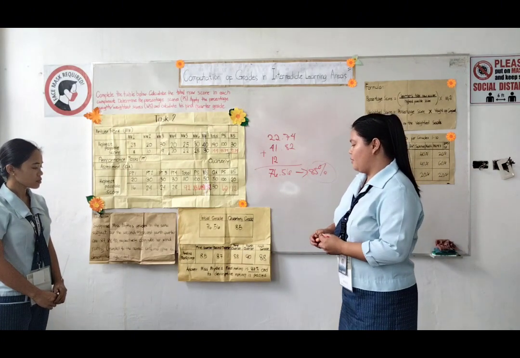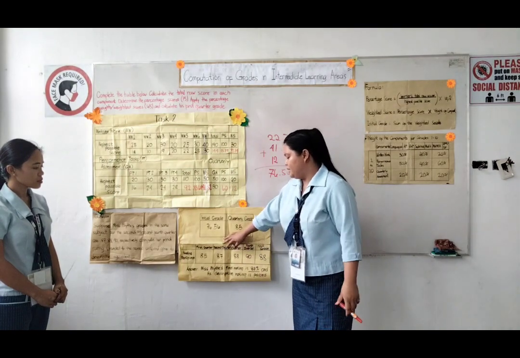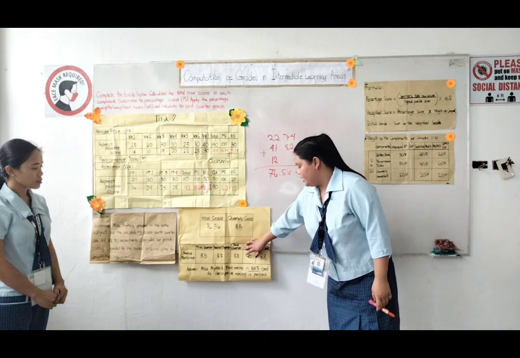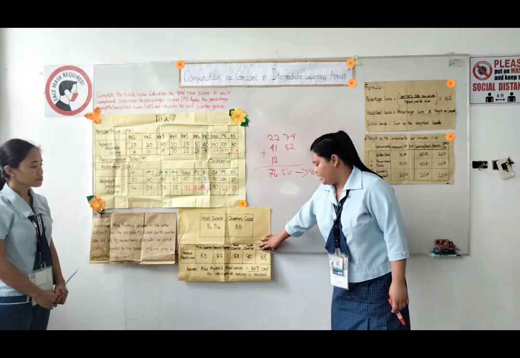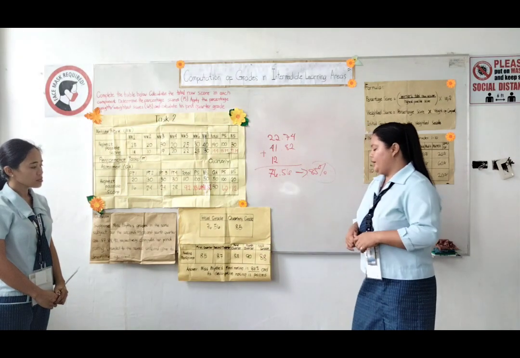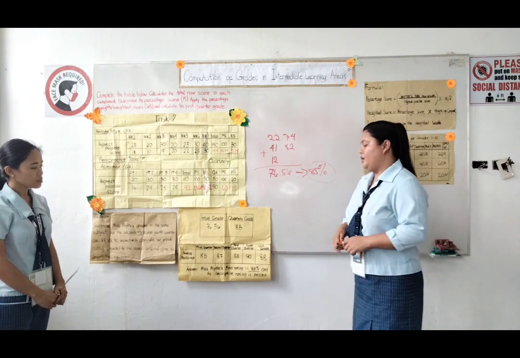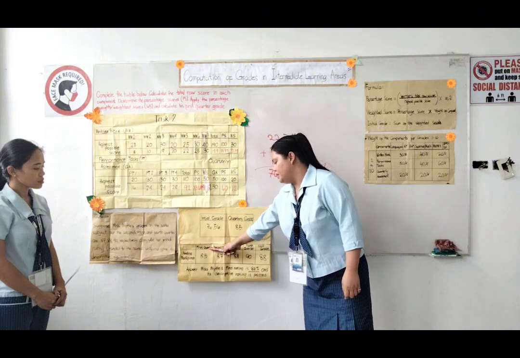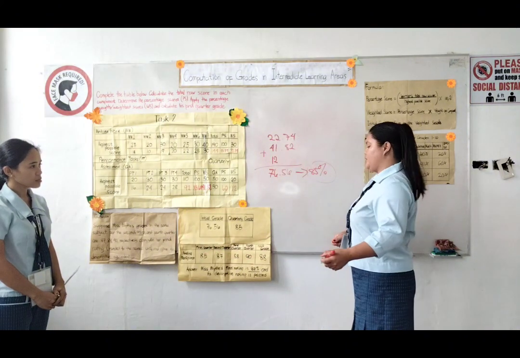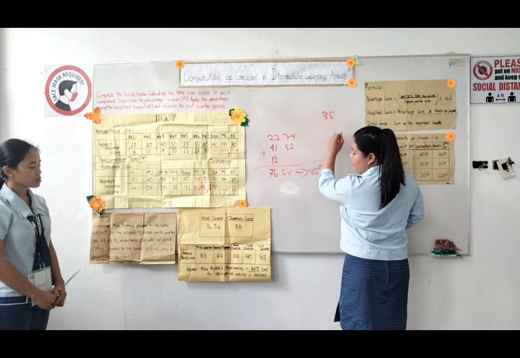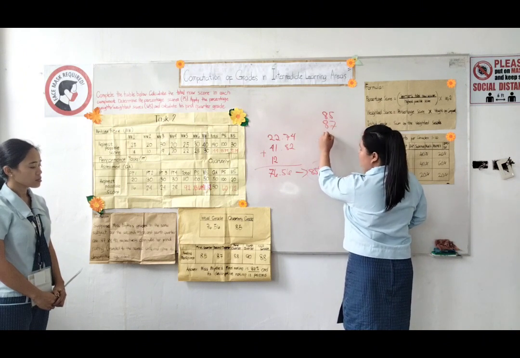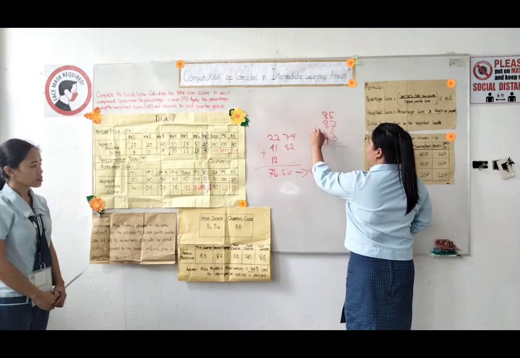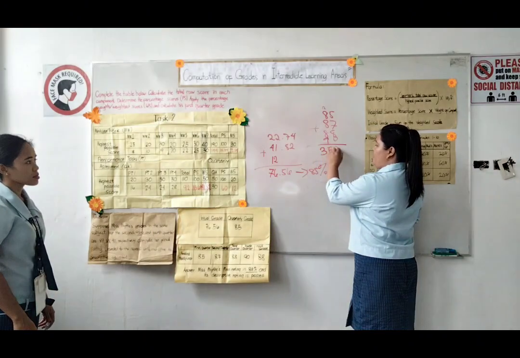So the first quarter grade of Miss Blythe is 85. In the second quarter, 87. Third quarter is 88. In the fourth quarter is 90. So in order to get the final grade, we need to add all the grades of Miss Blythe from first quarter to fourth quarter. So we have here 85, 87, 88, and 90 equals 350.